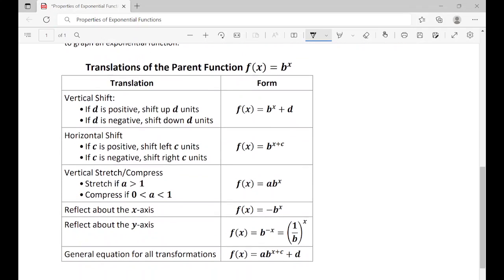But if you want to know all of them, these are all the transformations of an exponential function. There is the vertical shift, the horizontal shift, and the vertical stretch and compress. We still have reflection about the x and y axes. And this is a general equation for all the transformations. So if you like doing transformations of functions, this is what you're going to want to use when graphing an exponential function.